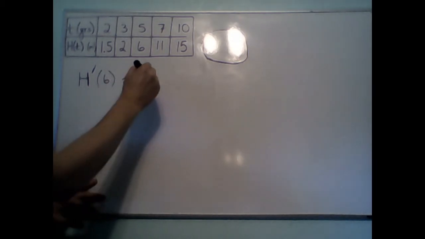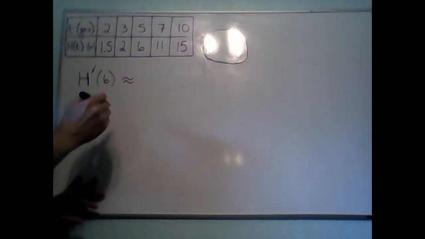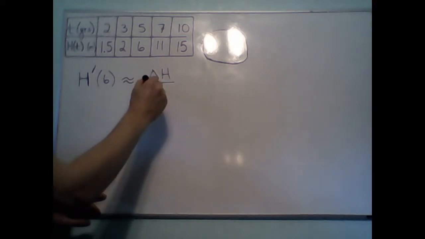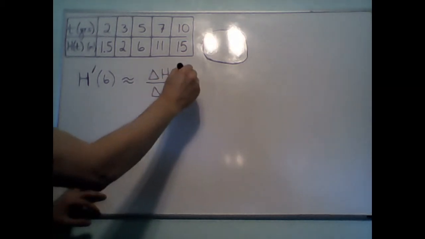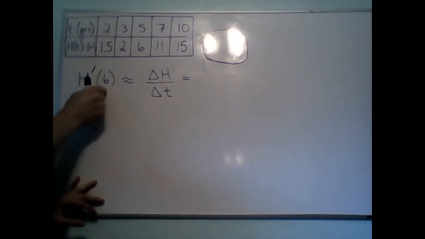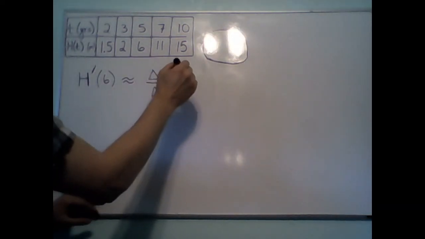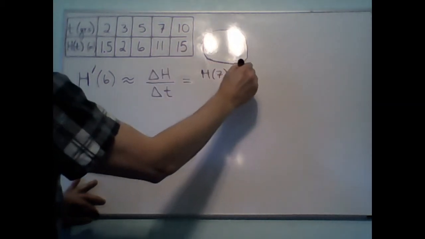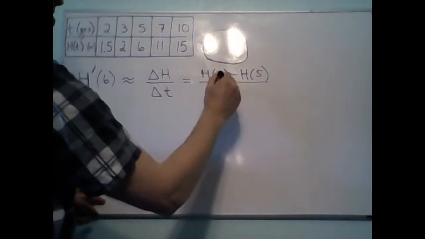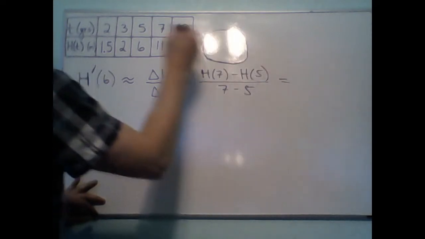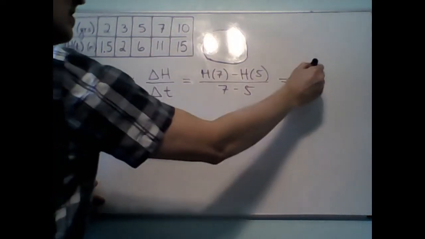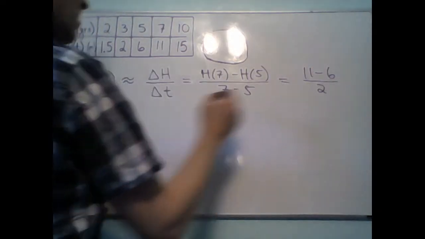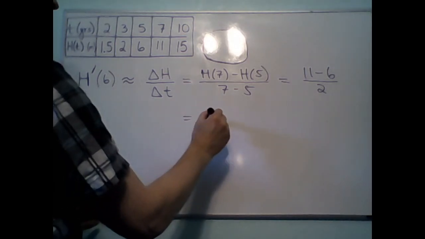So I'll use a little squiggle for approximately. And remember, the average rate of change is just delta h over delta t. Right? This is from physics, your average rate of change formula. Right, so dh dt when t goes from 5 to 7, which is h of 7 minus h of 5 over 7 minus 5. And I have these values, which is why I chose 7 and 5, right? H of 7 is 11, h of 5 is 6, so that's 11 minus 6 over 7 minus 5. 11 minus 6 over 2, which is 2.5, looks like.